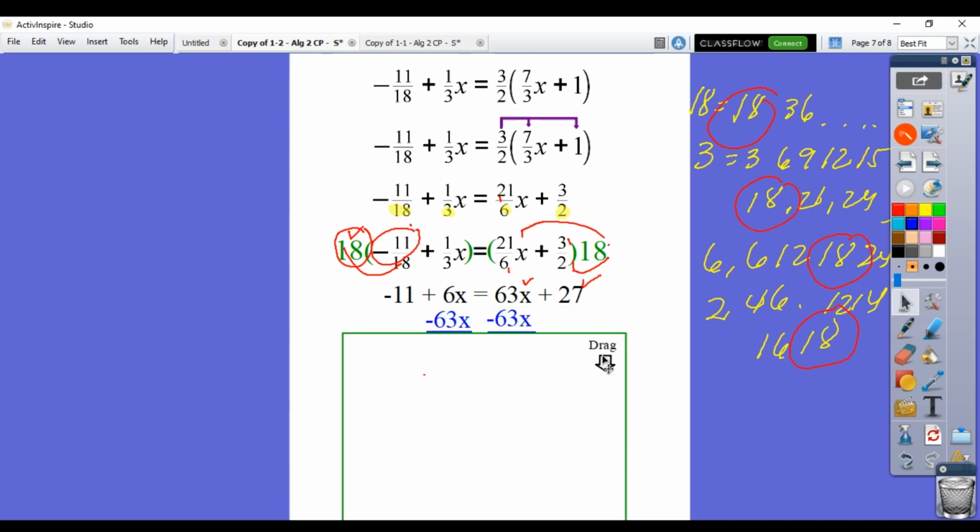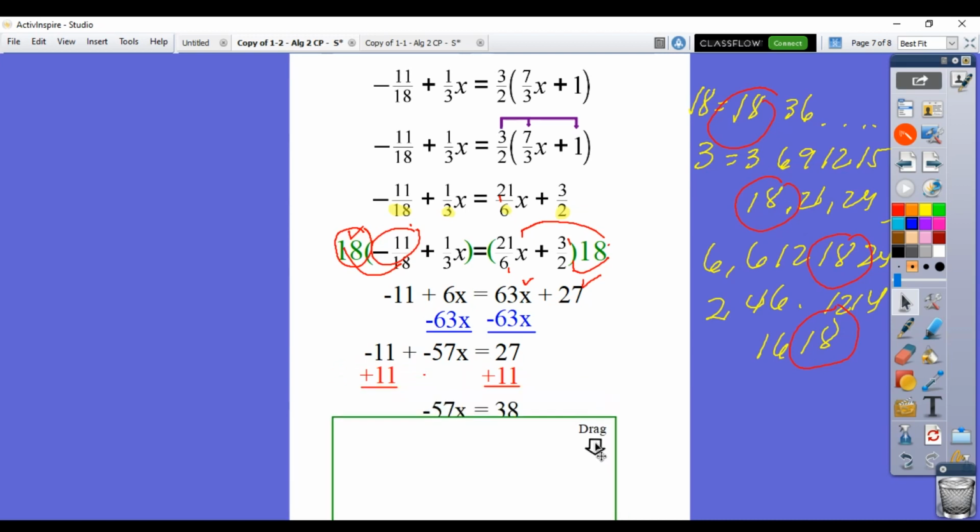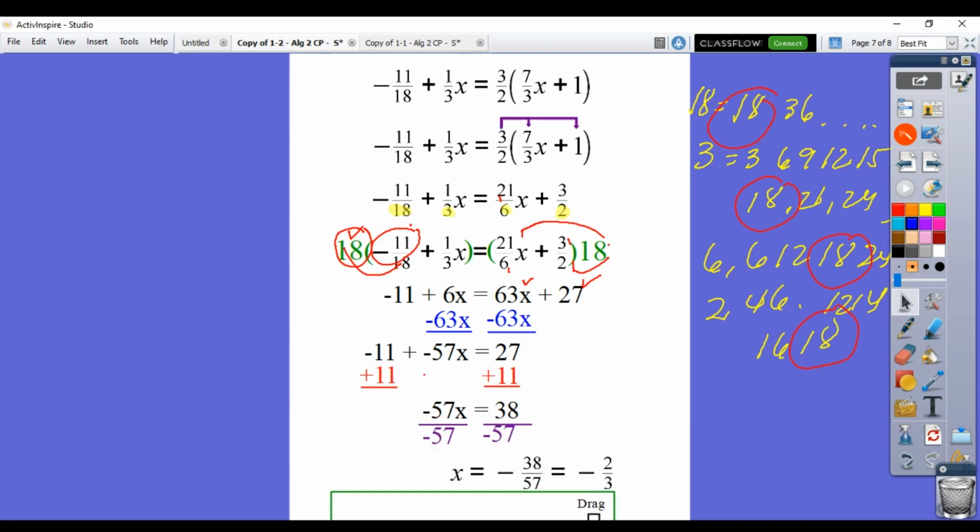Again, ideally put the x on the left side, so you subtract 63 here. 6 minus 63 will give you negative 57x, because 63 is bigger numerically. Drop the negative 11, drop the 27, and move the negative 11 to the other side by adding 11 on both sides. Drop the negative 57x, this will give me a sum of 38, then divide them all by negative 57. The answer there is negative 38 over 57.